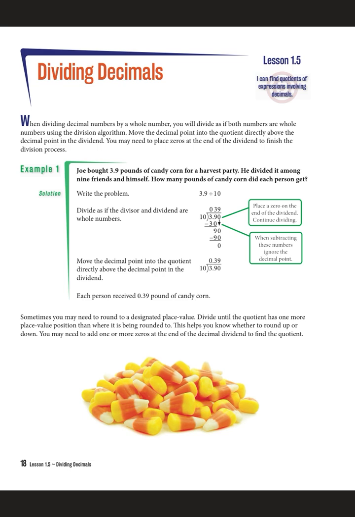So at the bottom there, it says sometimes you may need to round to a designated place value. Divide until the quotient has one more place value position than where it is being rounded to. This helps you know whether to round up or down. You may need to add one or more zeros at the end of the decimal dividend to find the quotient.